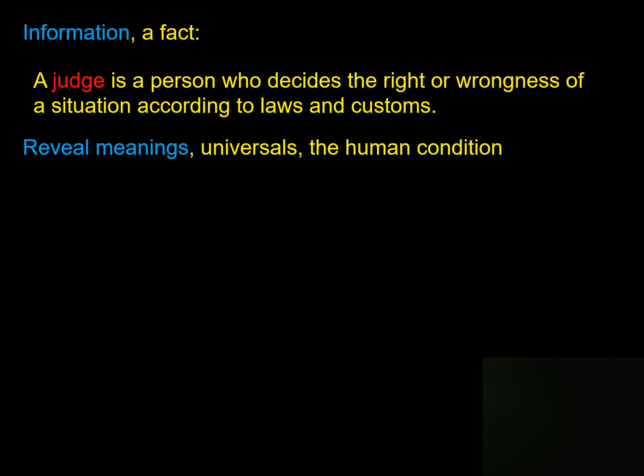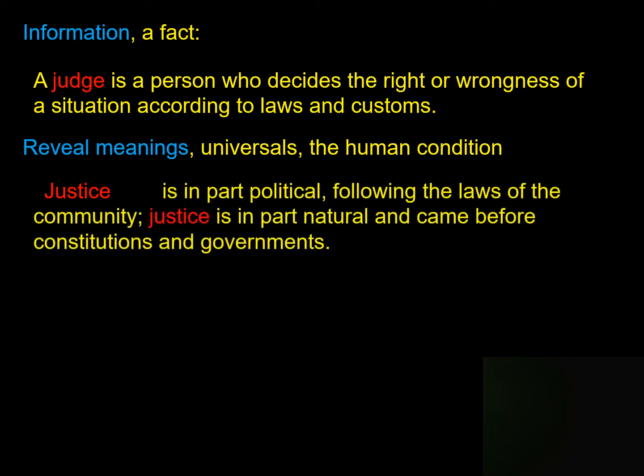In our class, we talk about revealing meanings, so a familiar term. So we're talking about universals, things that apply across all time, all space, all cultures, or as close as we can get to that. We're talking about the human condition, something that's out of the humanities, not the sciences. Justice is got these two parts.